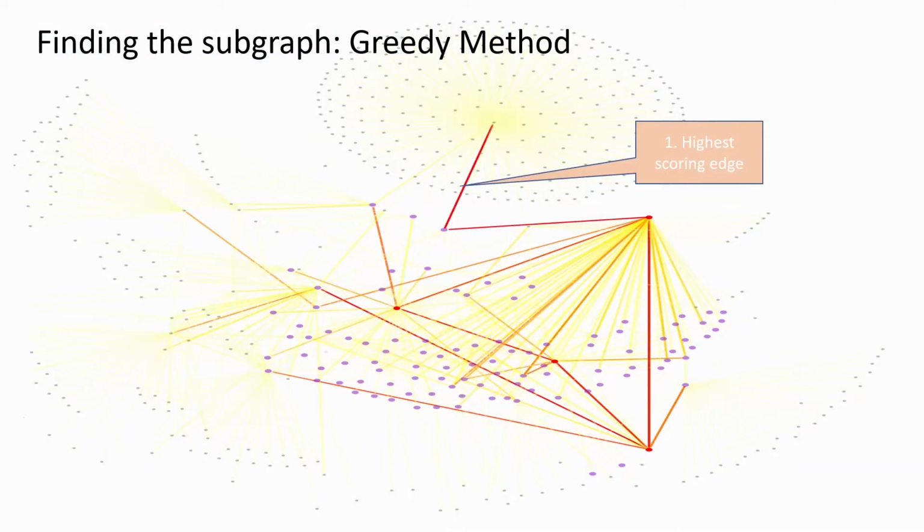OK. So now I'm shifting gears a little bit. Now assume we've scored all the nodes and edges. Everything's great. Scored all the nodes and edges, but we still have to find that subgraph within that giant graph, right? How do we do that?